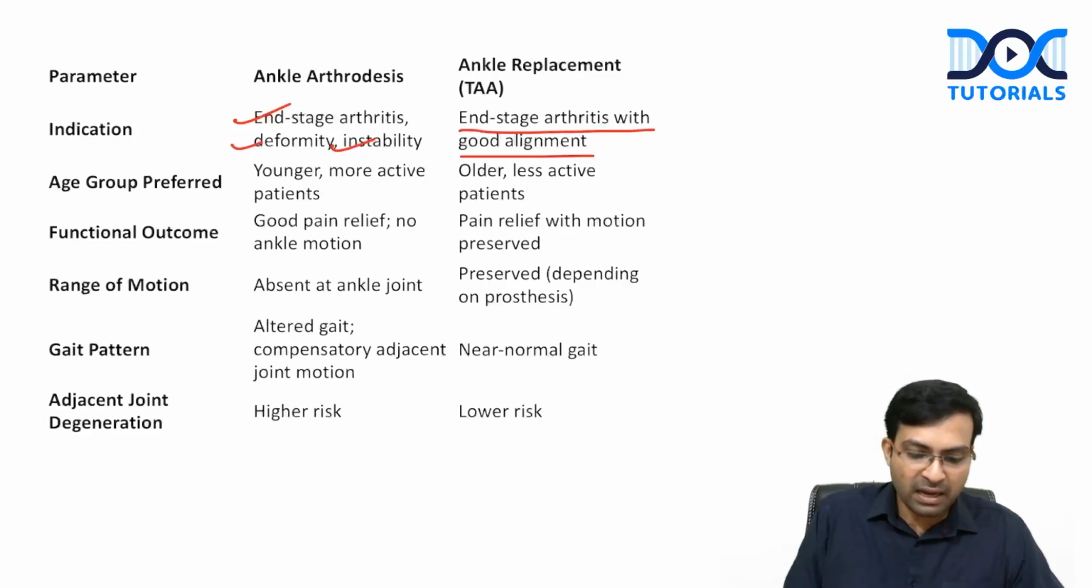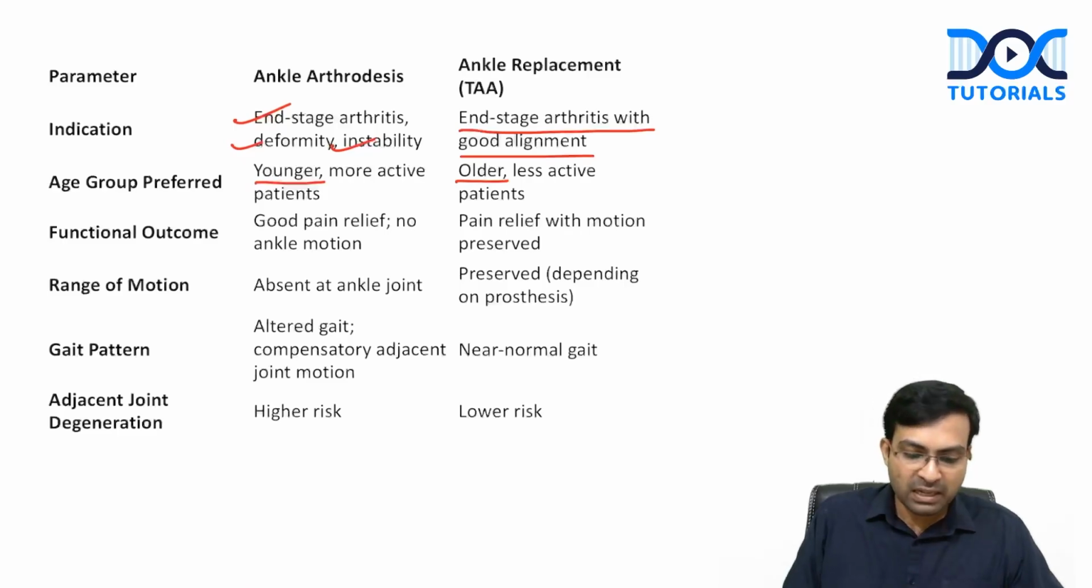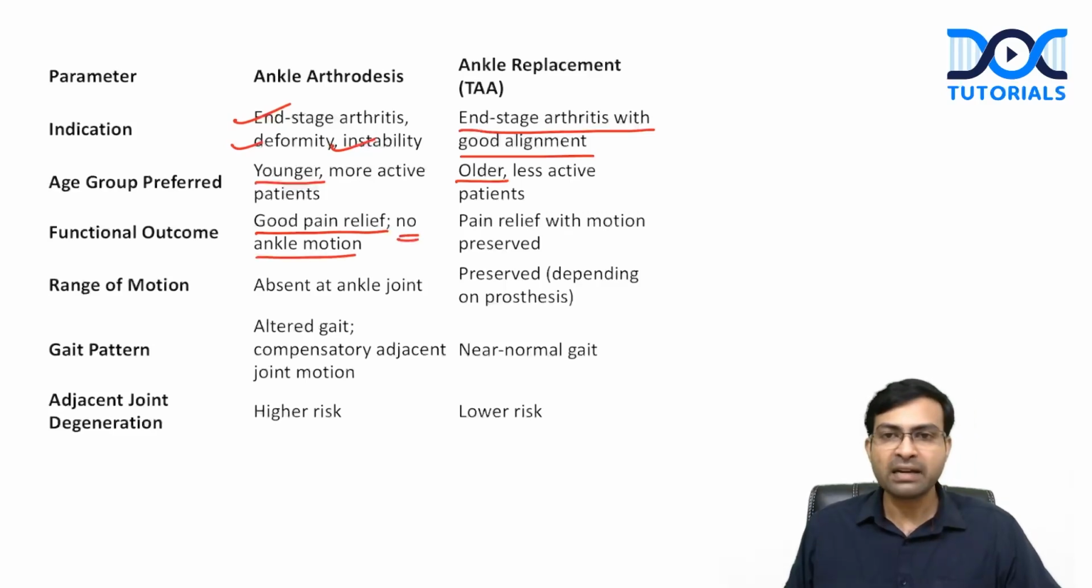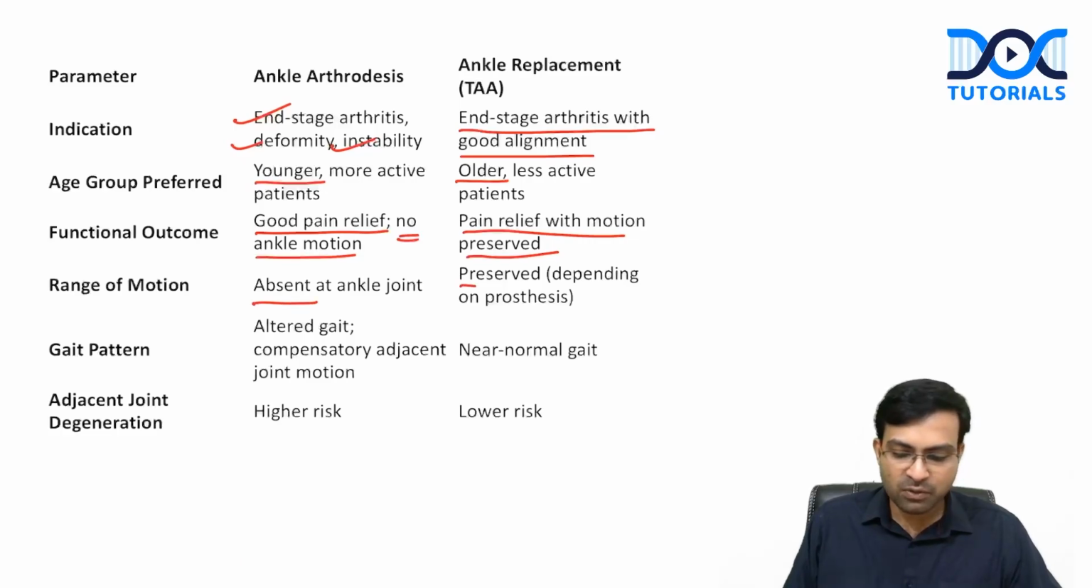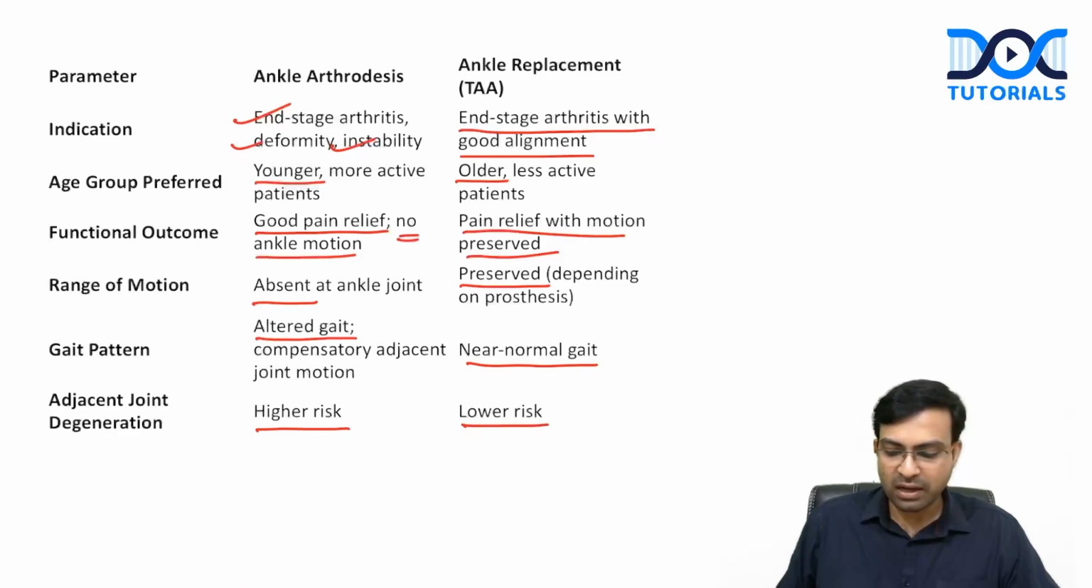If you look at the age group, ankle arthrodesis is better for younger patients, TAA is good for older people. Functional outcome: ankle arthrodesis will give excellent pain relief, but there is no ankle movement. TAA will give you good pain relief as well as good mobility at the ankle. So, advantage for TAA here. Range of motion will be absent in arthrodesis, it would be preserved in replacement. The gait pattern is altered in arthrodesis. Near normal gait will be present in total ankle arthroplasty. And the adjacent joint degeneration risk is higher for arthrodesis, lower for arthroplasty.